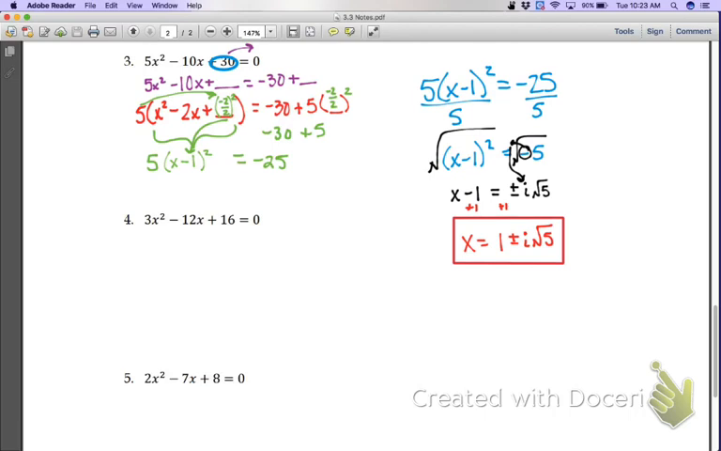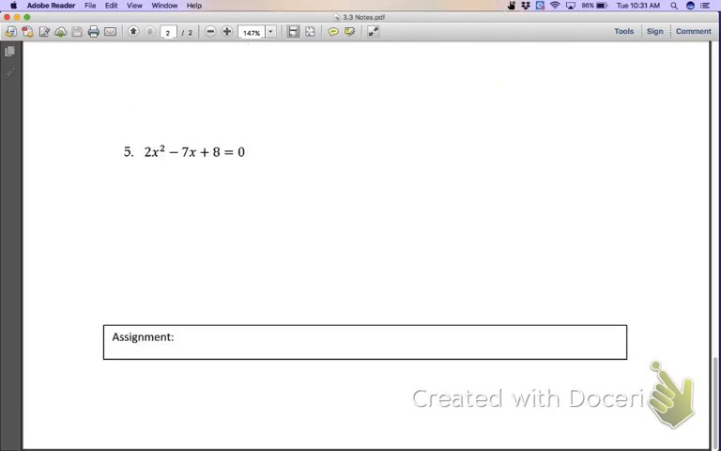Yep. Why do we get a negative 1 for the... Look at number 5. What's the problem with 5? Can't factor anything out, right? If you can't factor anything out, don't do completing the square.